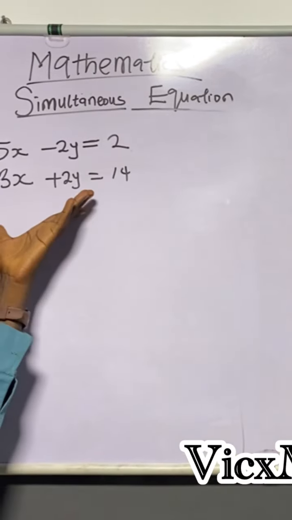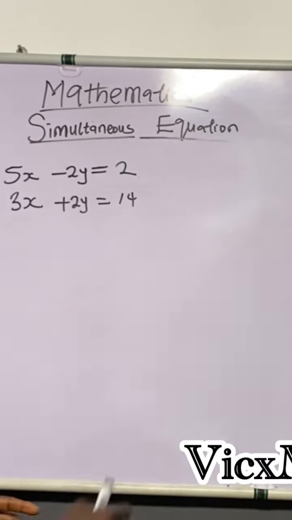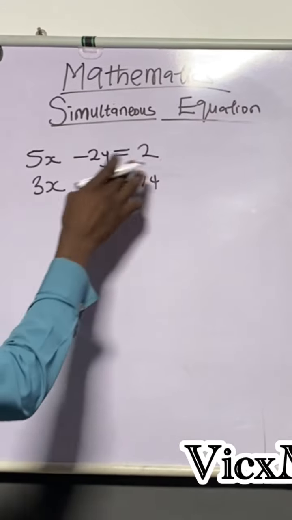That I always emphasize something here. You don't necessarily need to multiply to make the sign the same before you use minus to eliminate. You can equally use plus to eliminate. So let's use plus to eliminate this thing.